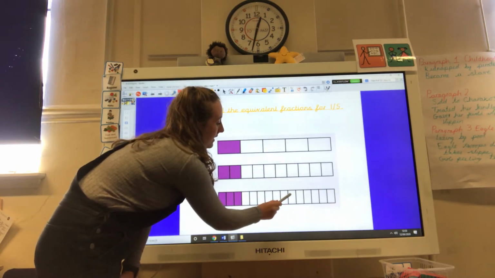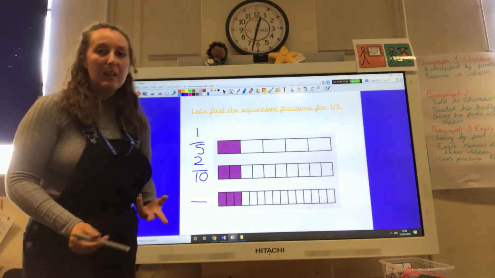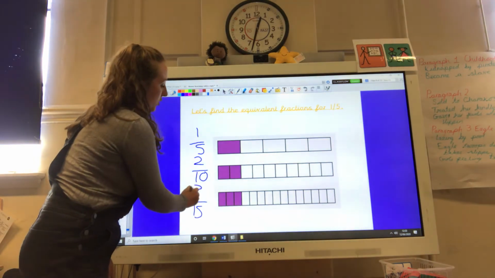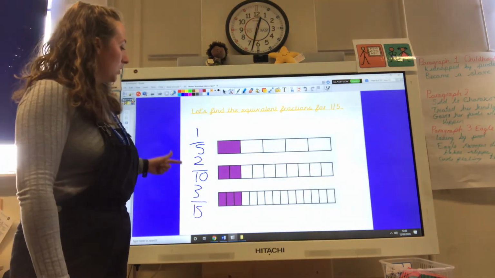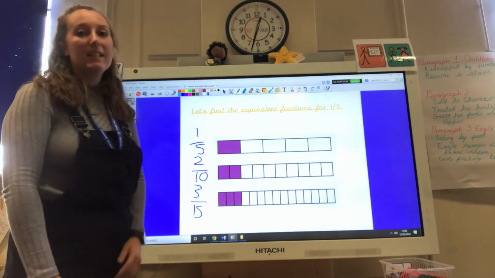My final one, 1, 2, 3, 4, 5, 6, 7, 8, 9, 10, 11, 12, 13, 14, 15. My denominator is 15 because I have 15 equal parts. And I can see 3 of them are shaded. So 1/5, 2/10 and 3/15 are all equivalent. They're all worth exactly the same amount.